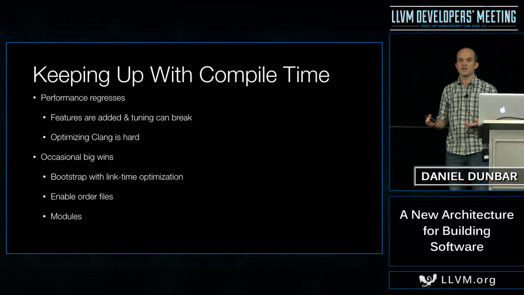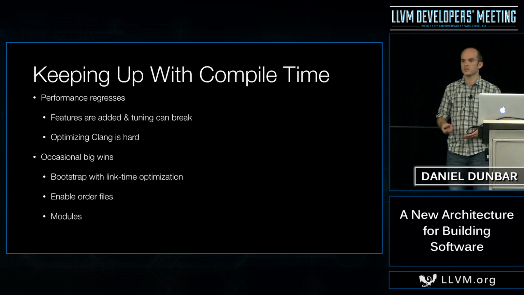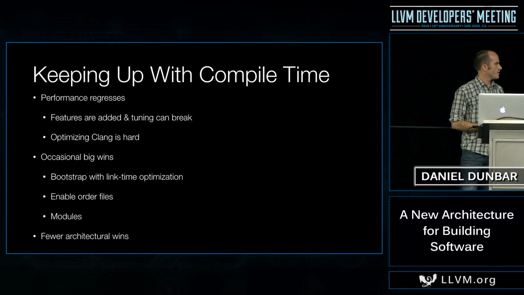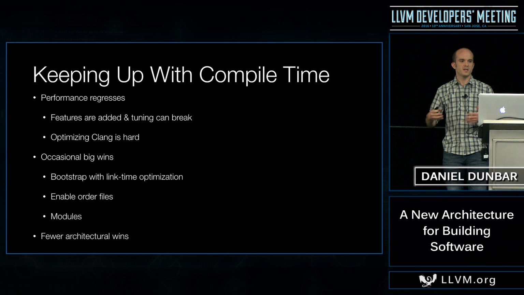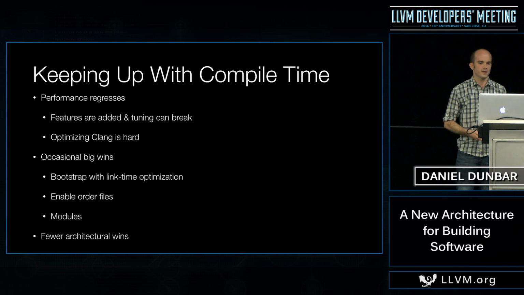And then, of course, we've gotten some major new features like modules, which dramatically reduce the amount of work that the compiler has to do to parse the source code, and so that speeds up compile time. But in general, I would say that there have been fewer architectural wins to actually speed up the compiler as compared to the kinds of things that were put in originally.